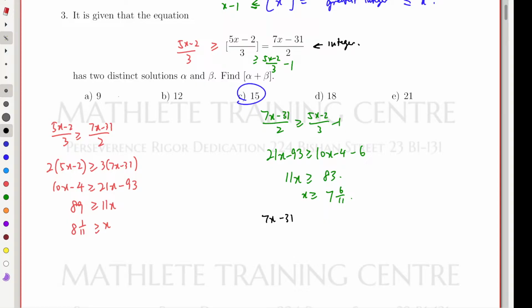You can try to check 7x equals to 53. You can try to check 7x equals to 57. You can try to check 7x equals to 51 and try to see how many of them work. Okay, I will not check it for you here because we already know the answer for this question. So let's just move on to question number 4.